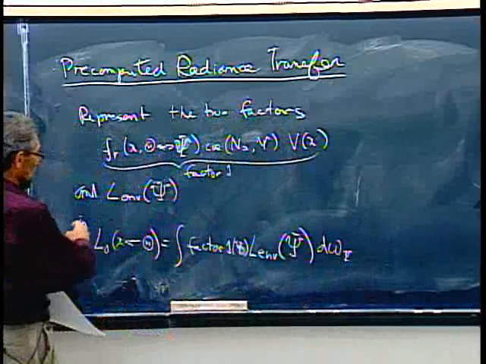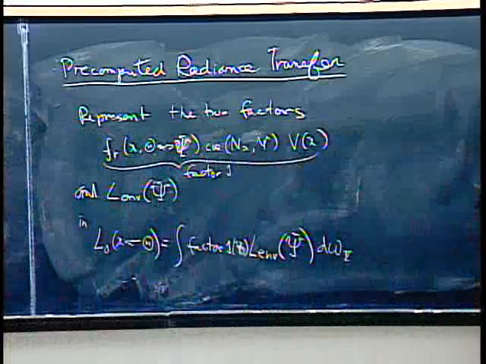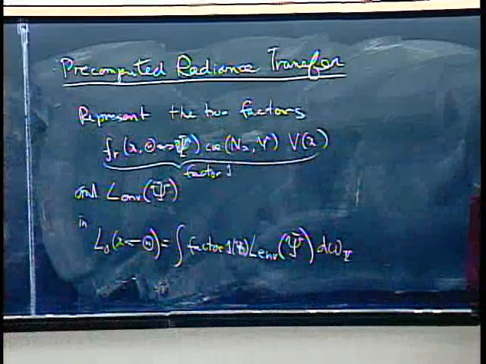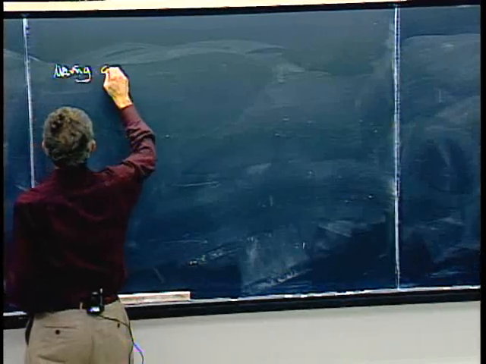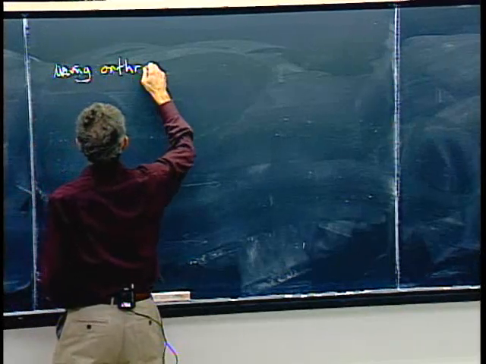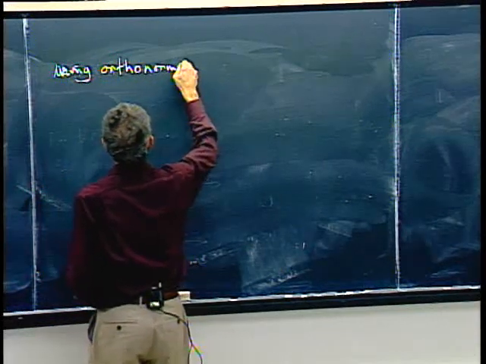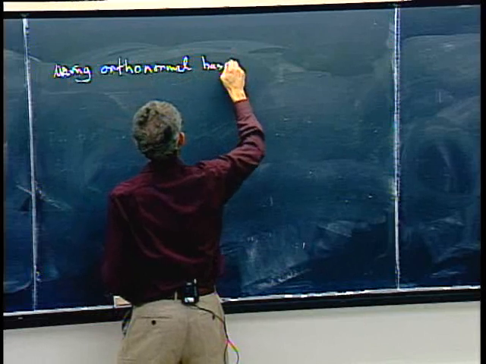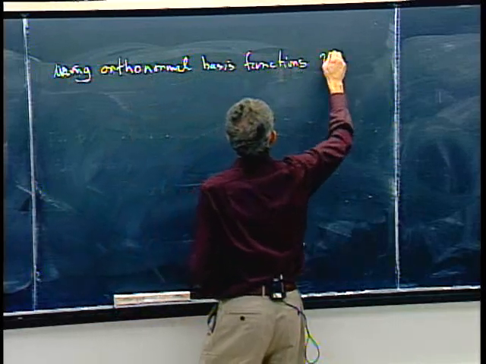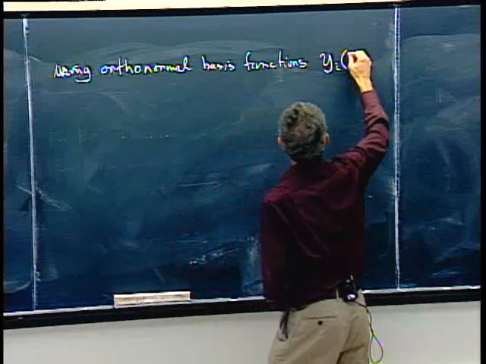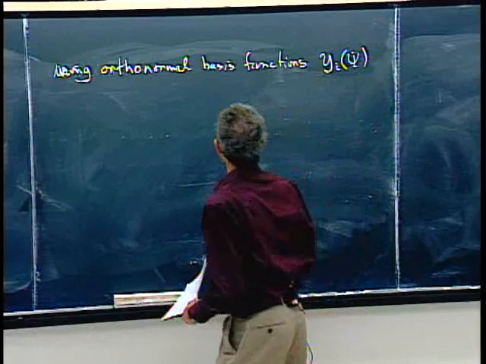So each of these factors are supposed to be represented using orthogonal basis functions. Why don't I say using orthonormal basis functions, y sub i of angle. So what does that mean?